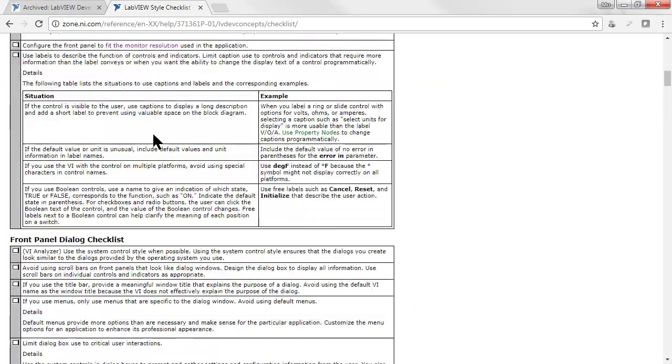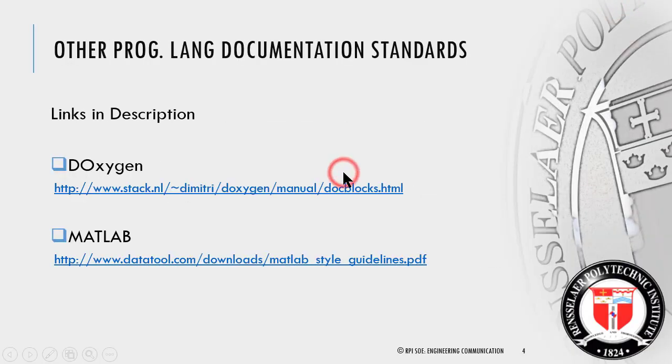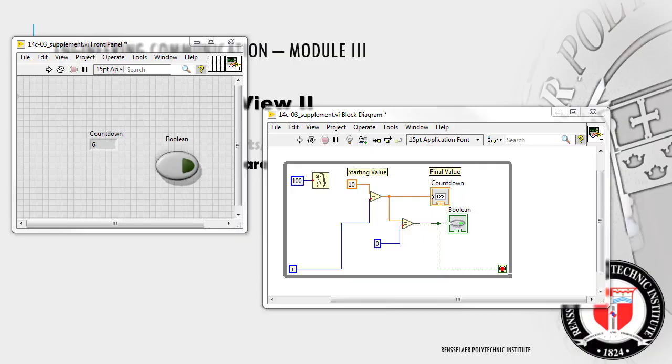You can take a look at certain checklists to see if your code is up to industry standards as well as National Instruments has provided them. There are other programming documentation standards for not just LabVIEW but MATLAB and code in general. These are very good sites. Again, check out the links in the description. And that will conclude Lecture 14C and the lecture series on engineering communications.